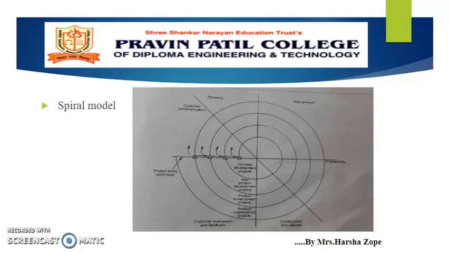This model is based on customer communication. So, if there is not proper communication, then the product being developed is not up to the mark. And one more disadvantage is that it demands considerable risk assessment. If the risk assessment is done properly, then only a successful product can be obtained. That's all about the spiral model.